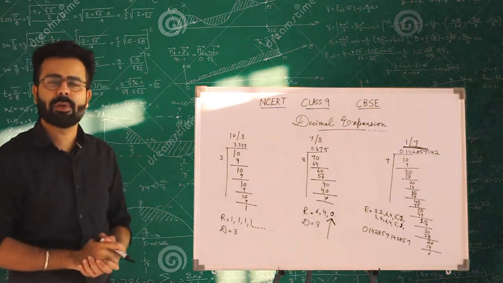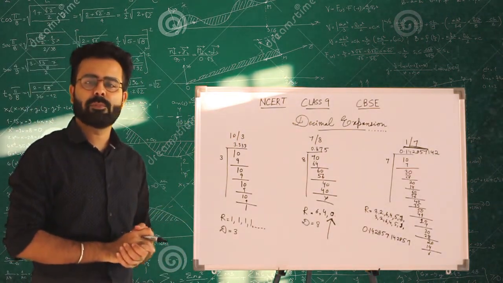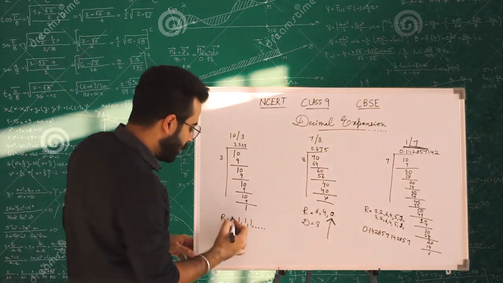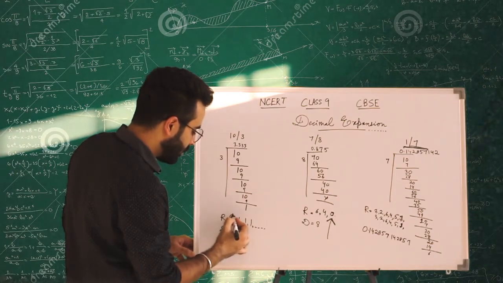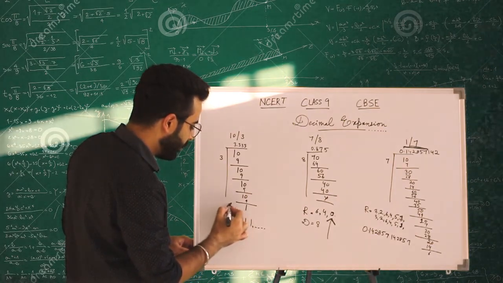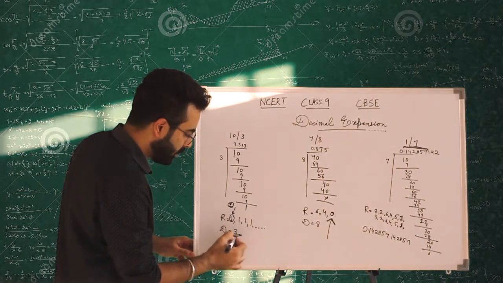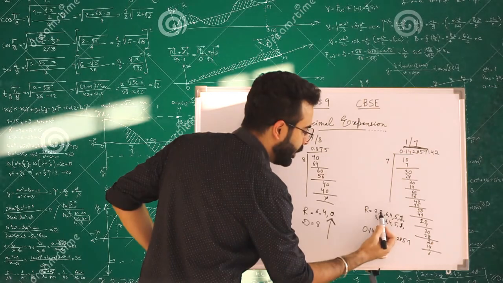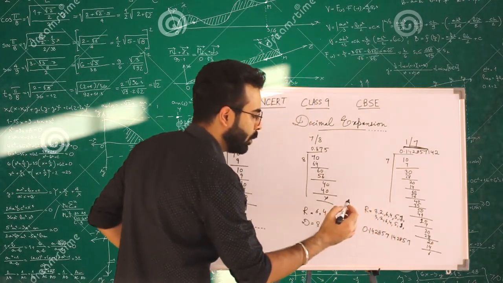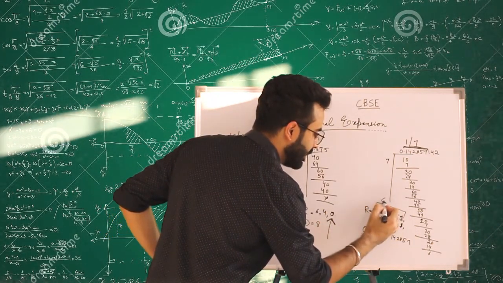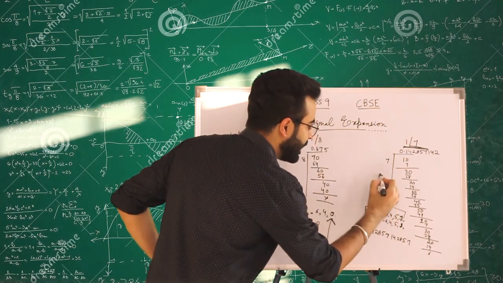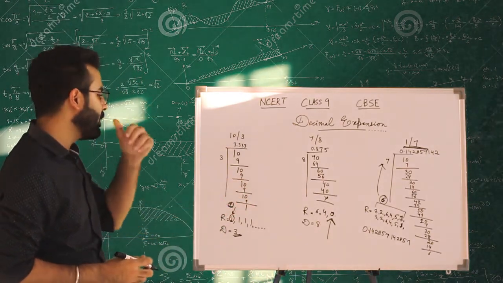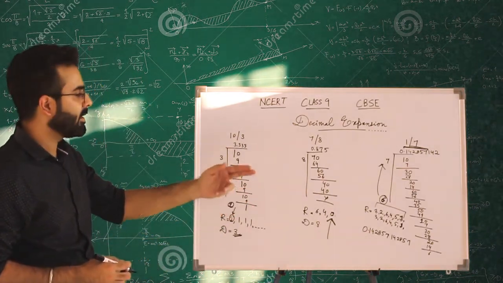Now the second observation is the number of entries in the repeating string of remainders is less than the divisor. So here what is repeating? Only 1 is repeating. So we have 1 entry. 1 is less than 3, our divisor. In this case 3, 2, 6, 4, 5, 1 is repeating. So 6 entries are repeating, and that is less than the divisor. Our divisor is 7. So the number of remainders which are repeating is less than the divisor.